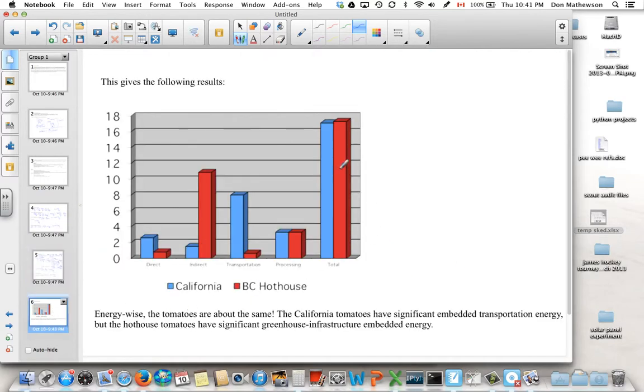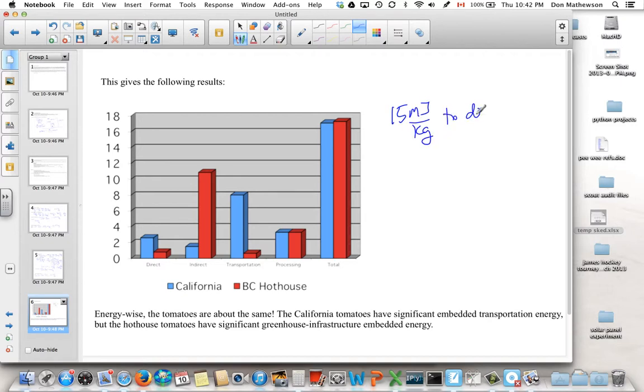And so here's a summary graphic. So yeah, they're almost the same. This bar is a little bit too big, I think. But there you have it. So the Californias are a lot more direct energy because of driving the tractors and pumping the water. The BC hothouse uses a lot more indirect because you have to build the greenhouse. The California uses a lot more transportation because it's further. Processing's the same. They're basically about the same in terms of the total amount of energy that it takes to make it.